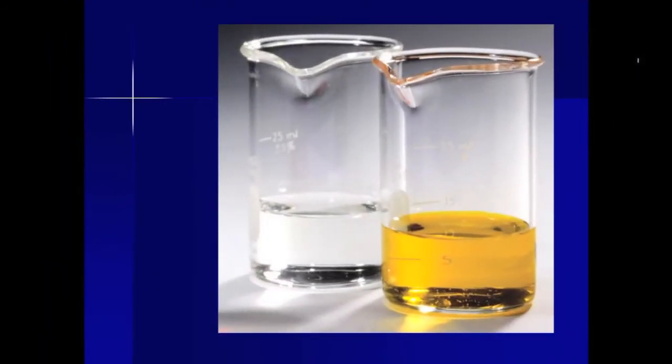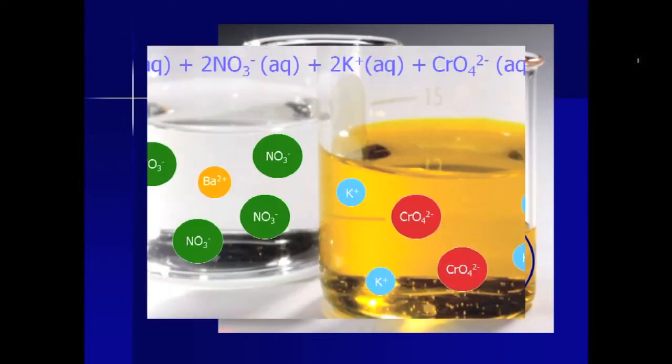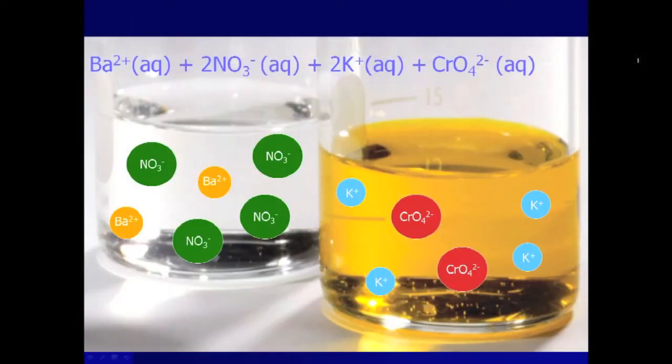Obviously, barium nitrate and potassium chromate are soluble compounds. When we look at the solutions, they are transparent, homogeneous solutions. No leftover crystals to be seen. We also know that when we think about what is actually in those beakers, we want to think of the individual cations and anions floating around all those water molecules.